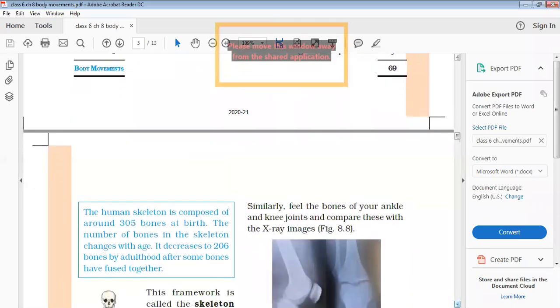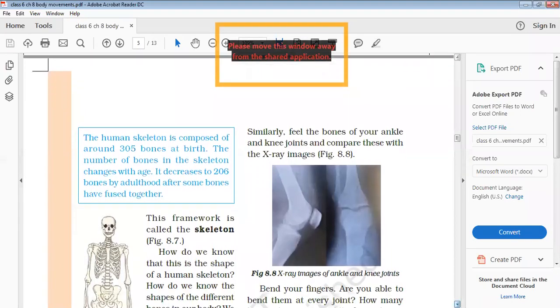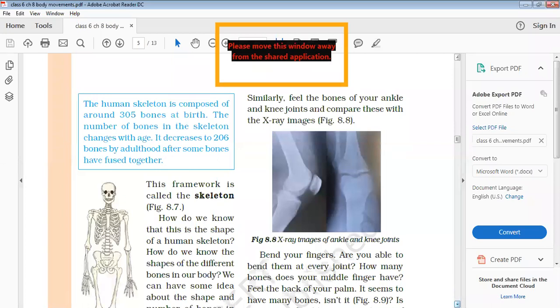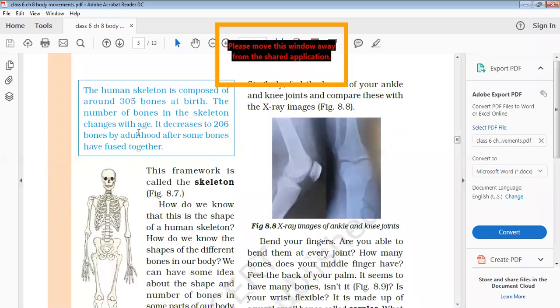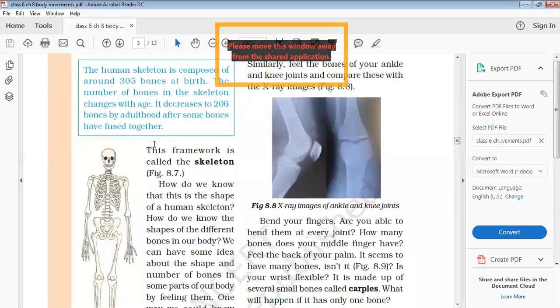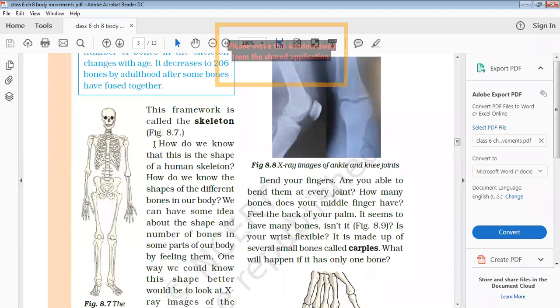The human skeleton is composed of around 305 bones at our birth, but the number of bones in the skeleton changes with age. It decreases to 206 bones by adulthood, and your skeleton contains 206 bones. But what actually is the skeleton? The framework of bones. These bones are joined together, like legs in the downward direction below the pelvic bones. The rib cage is in the upper direction below your neck. Hands. The framework of bones is known as the skeleton.